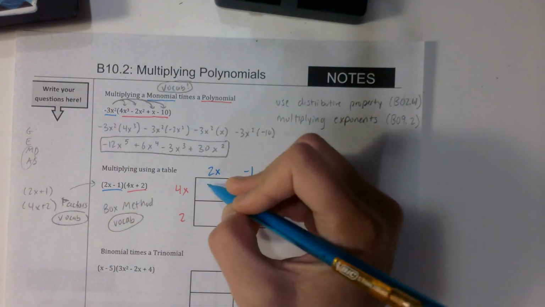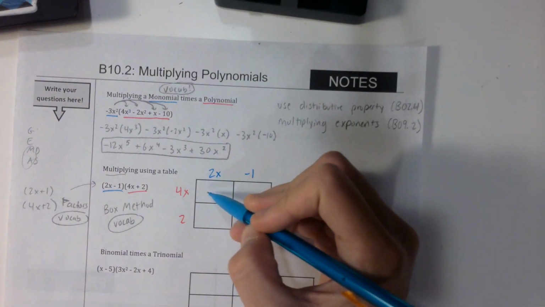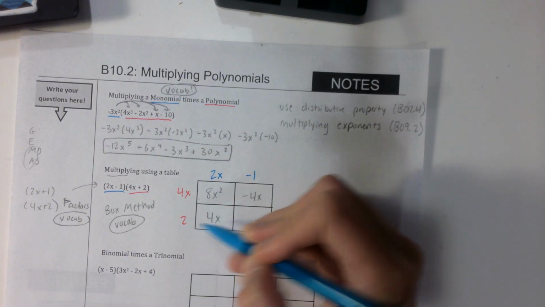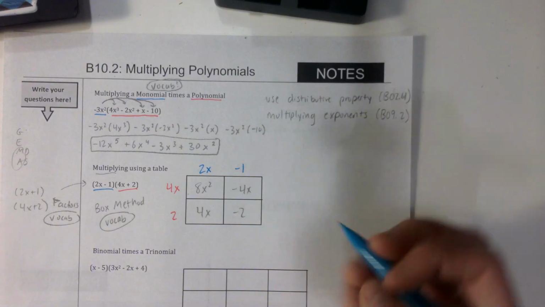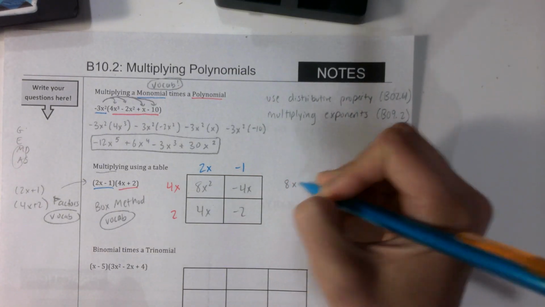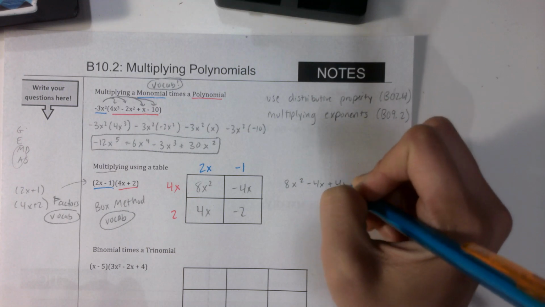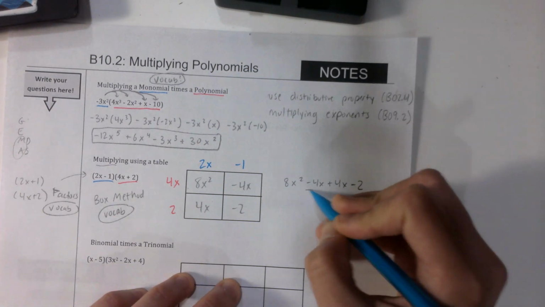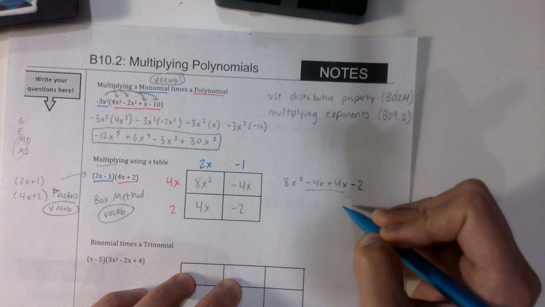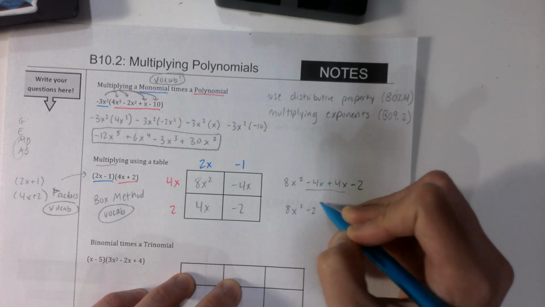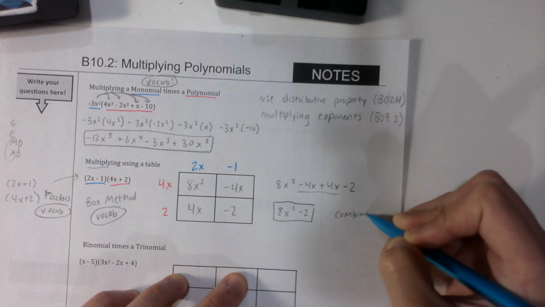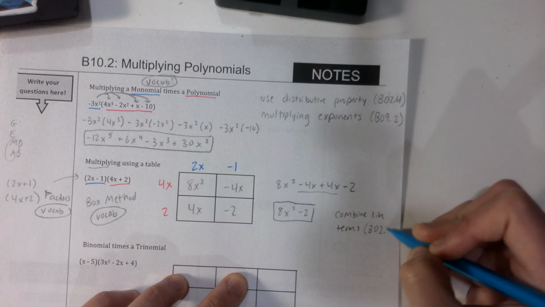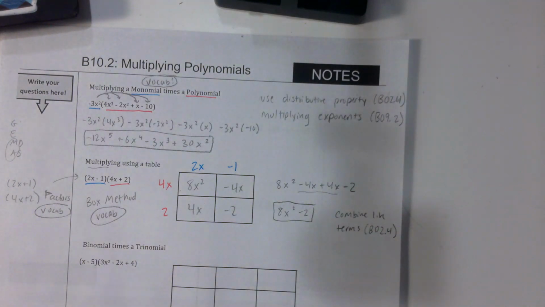Okay, so we multiply these. We have 4x times 2x is 8x squared. 4x times negative 1 is negative 4x. 2x times 2 is 4x. 2 times negative 1 is negative 2. And then we just add them all together. So we have 8x squared minus 4x plus 4x minus 2. And then we combine like terms. Negative 4x plus 4x will actually become 0, so we get 8x squared minus 2. Combine like terms was also from B02.4.